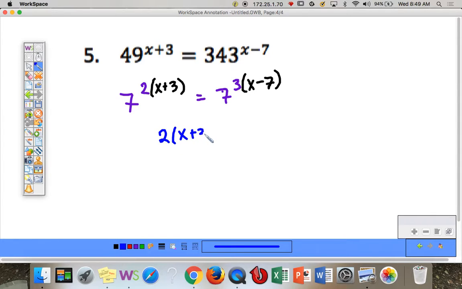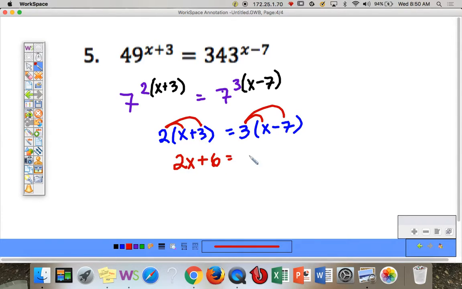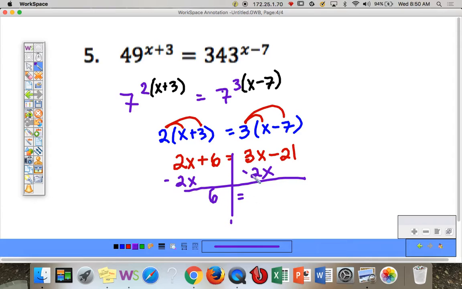2 times x plus 3 equals 3 times x minus 7. And we can distribute, and we'll get 2x plus 6 equals 3x minus 21. We'll subtract 2x from each side. We get 6 equals 1x minus 21. We'll add 21 to each side. So here, x equals 27.